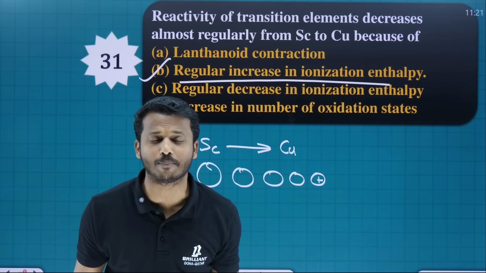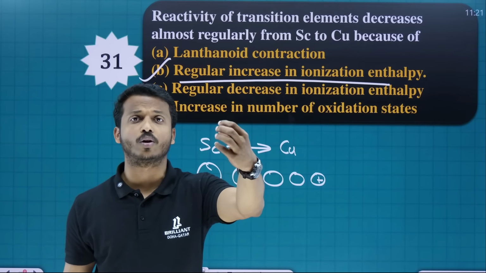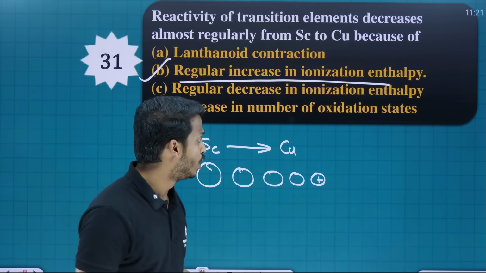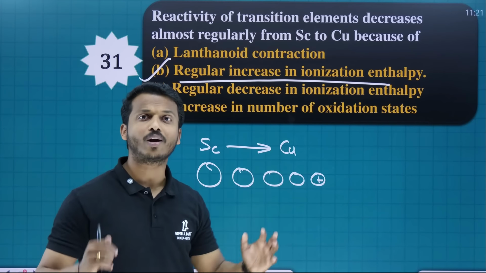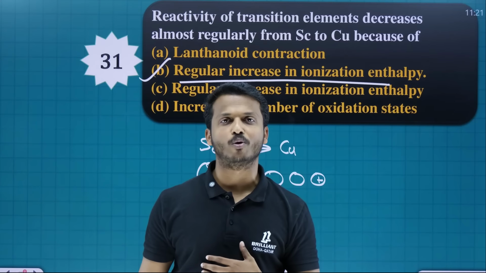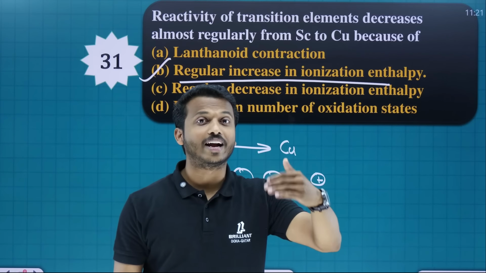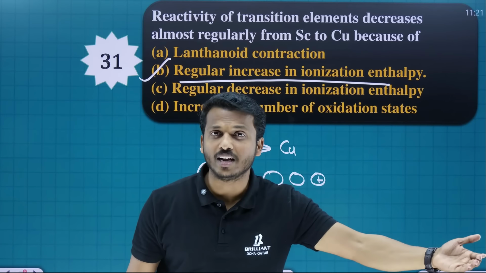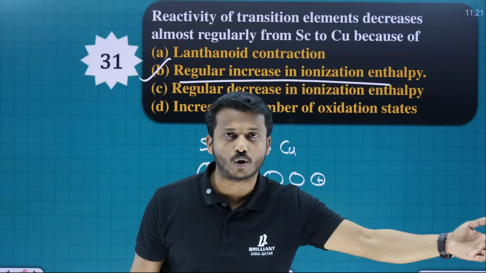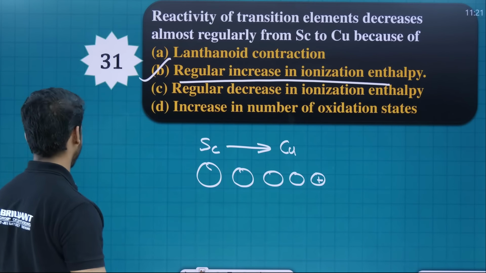What is meant by ionization enthalpy? The amount of energy required to remove an electron from the outermost shell. So smaller the size means higher nuclear charge, very difficult to remove an electron. So left to right, ionization enthalpy, what happened? Increases, very difficult to remove an electron. So the reactivity decreases.